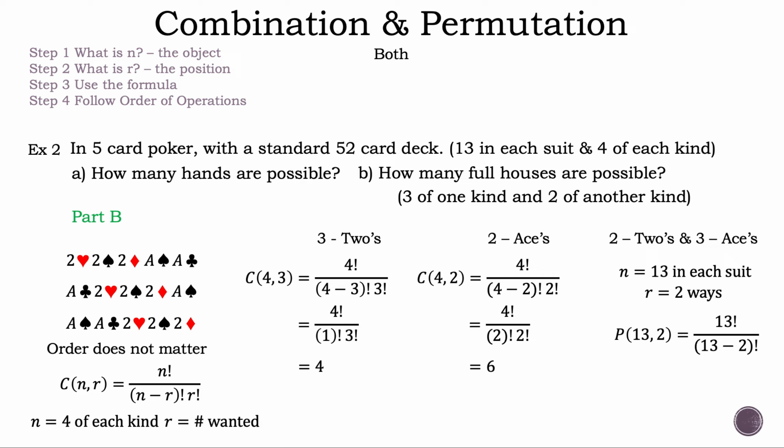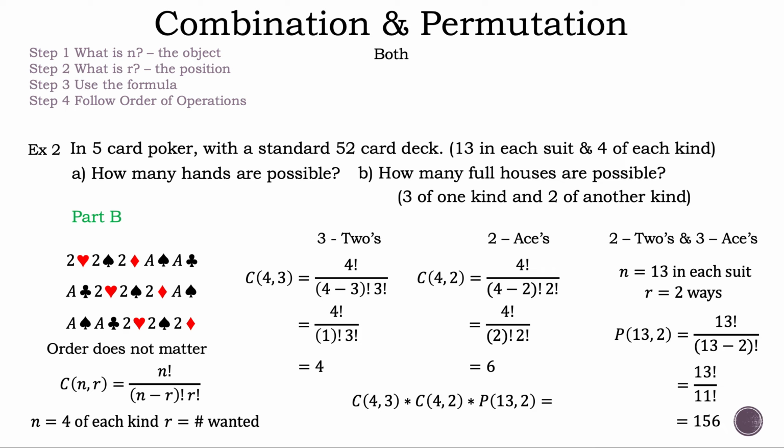And that is equal to 13 factorial all over the quantity of 13 minus 2 factorial. And 13 minus 2 is 11. So now we have 13 factorial all over 11 factorial. Let's put that into the calculator, or we could simplify, and our result is 156. Since everything is happening simultaneously, we have to multiply our results.